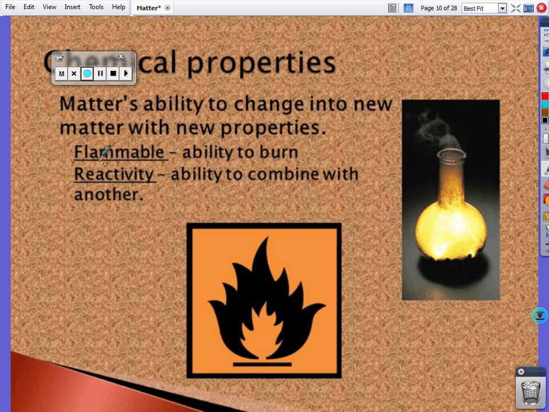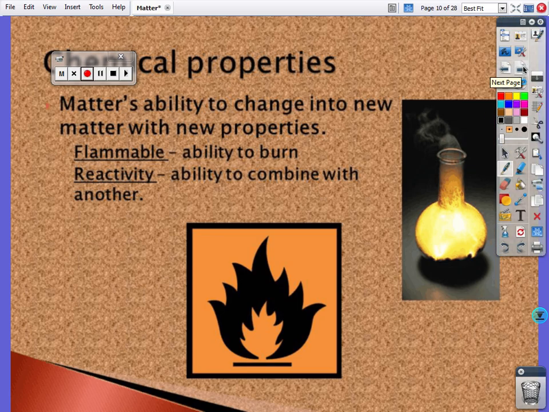Two of your more common: flammable, being able to be burned, and not everything can be burned. Reactivity, the ability to bond with something else or combine with something else. Again, make sure you pause it and write these things down.